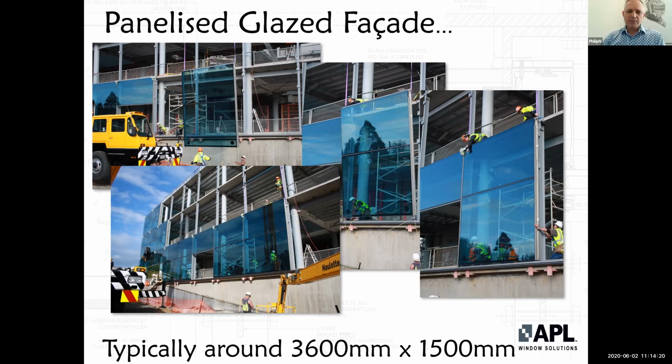Now, I've just put a little note at the bottom there that typically they're around 3.6 by 1500. These ones here are probably just slightly bigger, and they can vary in size depending on, of course, the wind loading. But it's really just floor to floor, so whatever the design of the building is, and it can be 3.3 or up to perhaps even 4 meters in height.